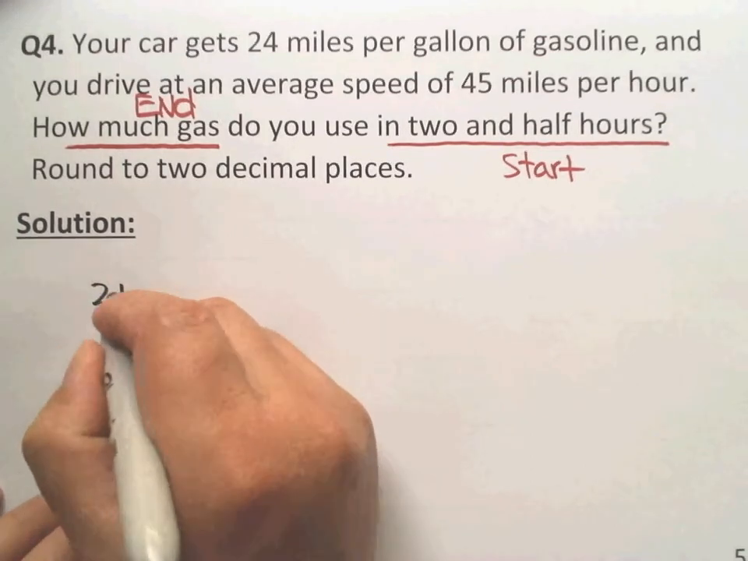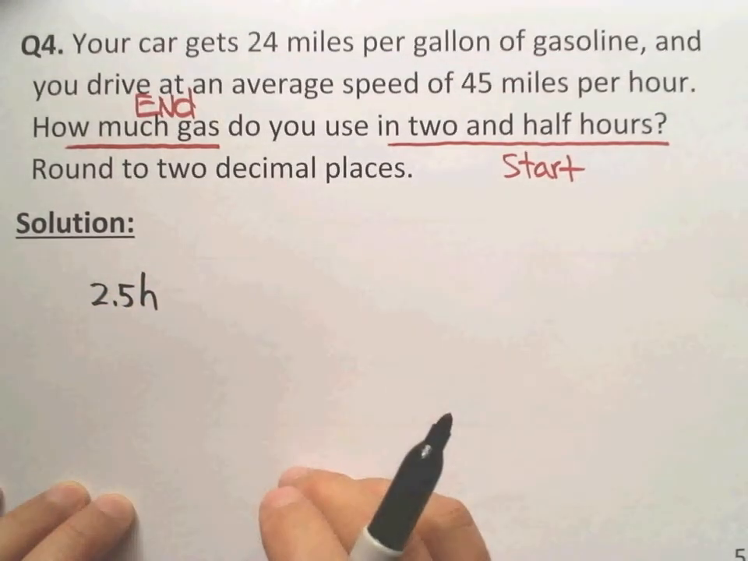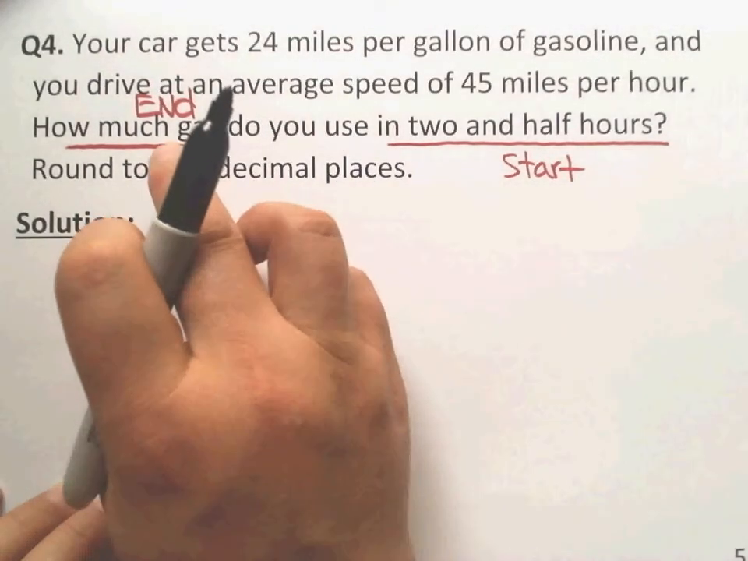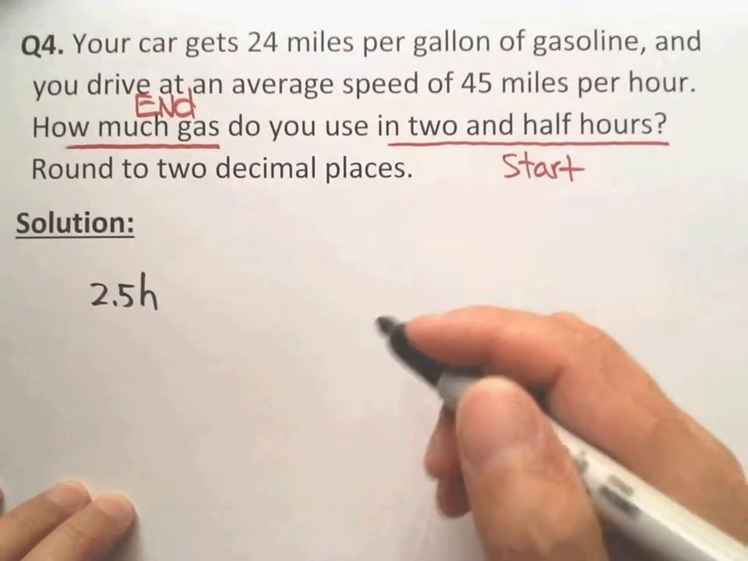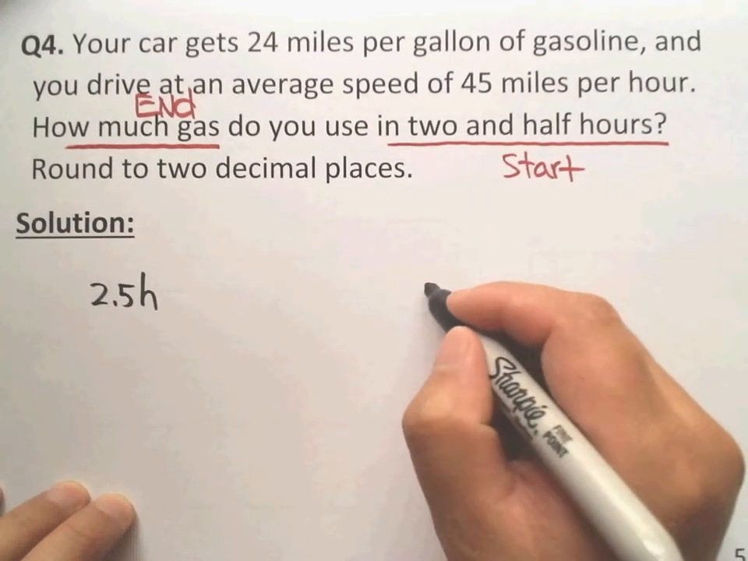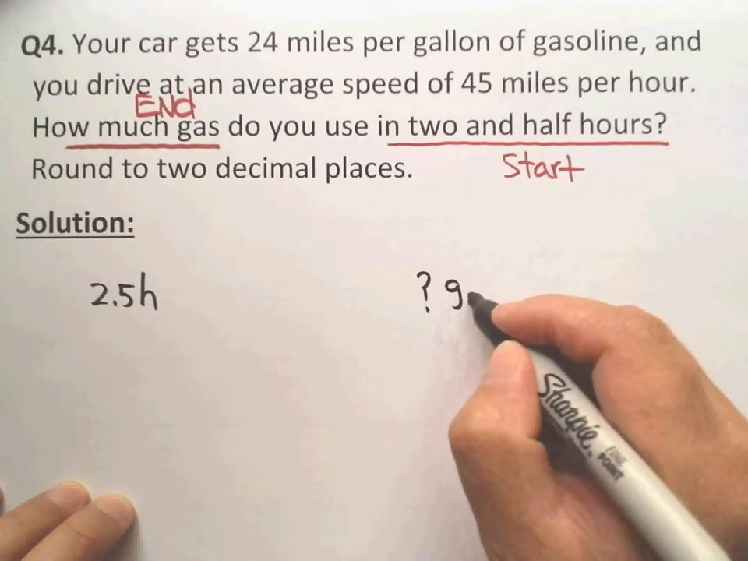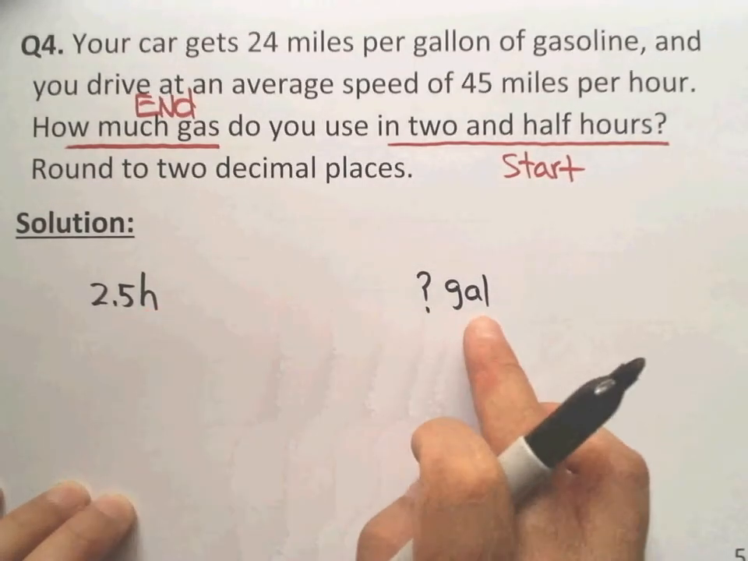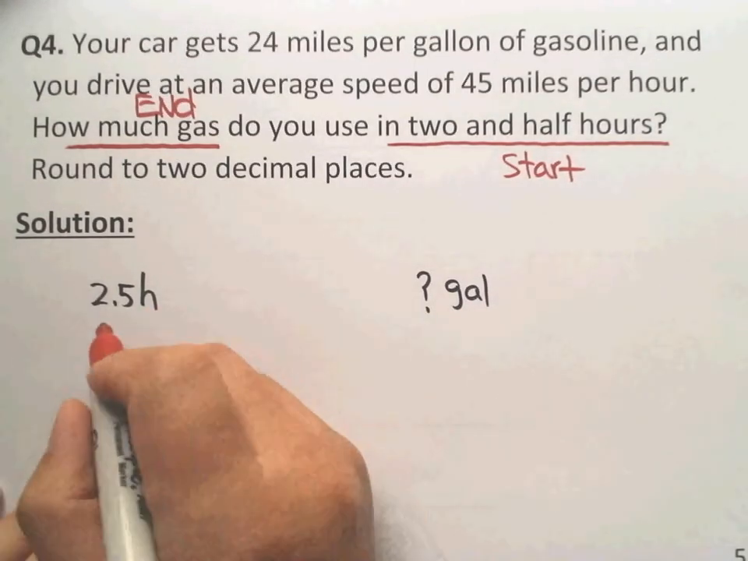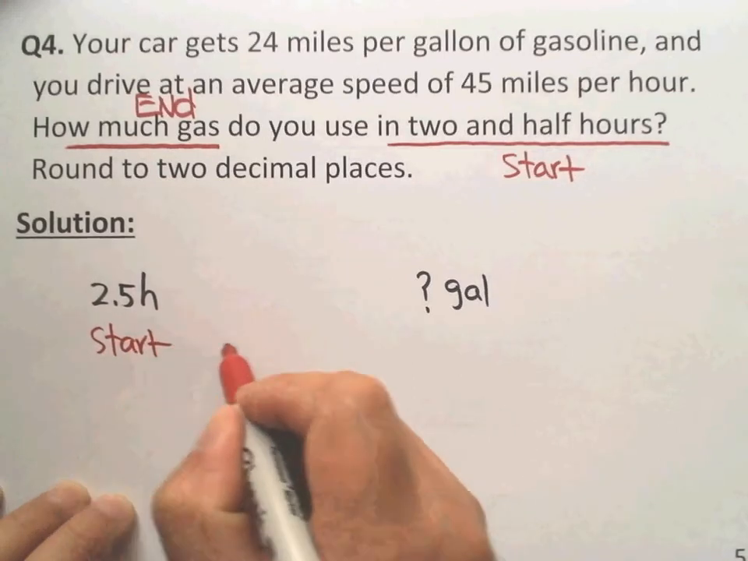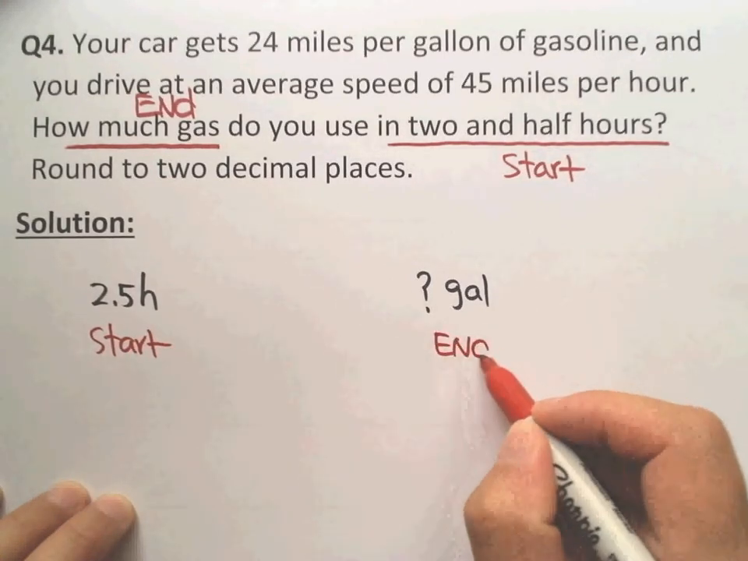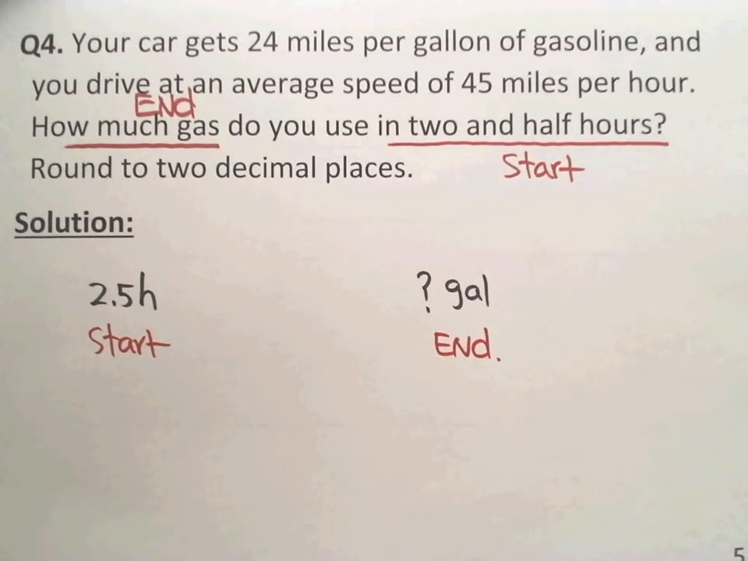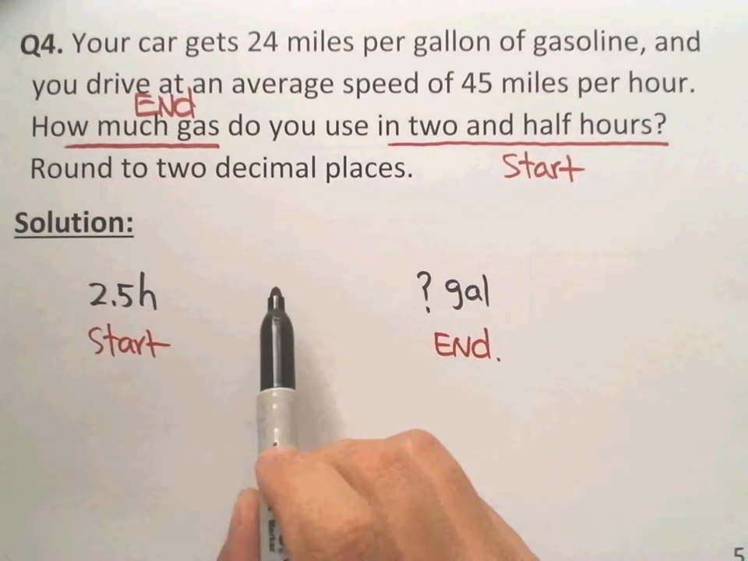Okay, still wrote the diagram. Start from 2.5 hour. Let me write, 2.5 hour is the beginning. Whereas the end, let me write here. The end is how many gallon of gasoline. We cannot go from the beginning to the end. This is the start. This is the end.